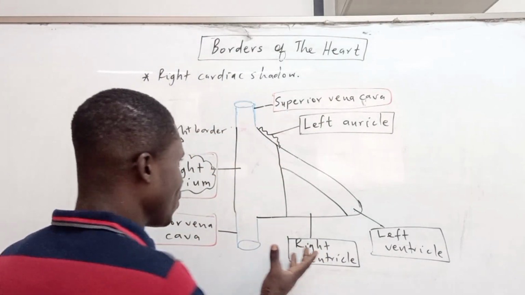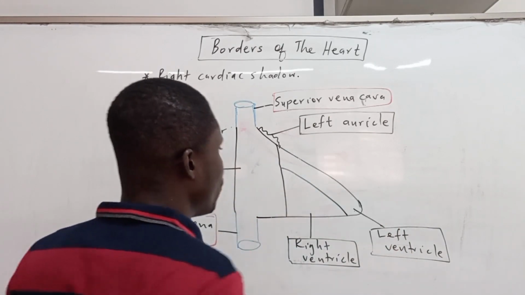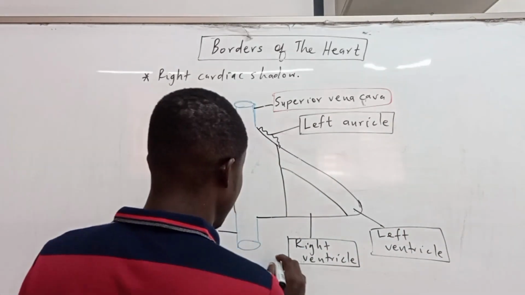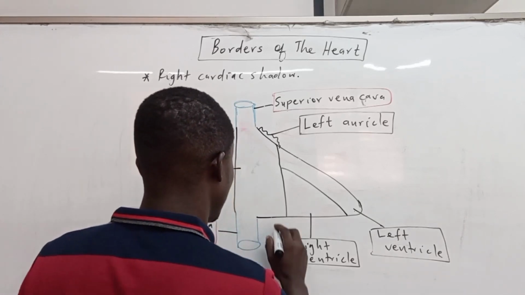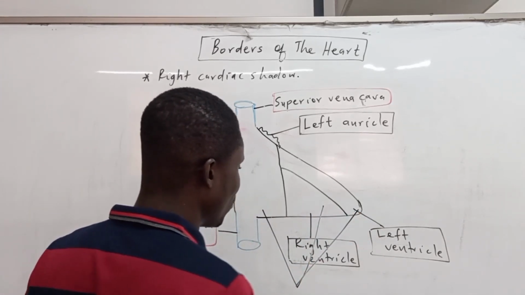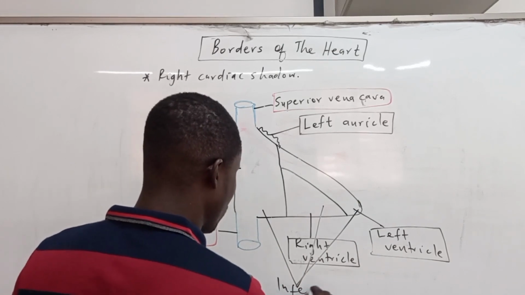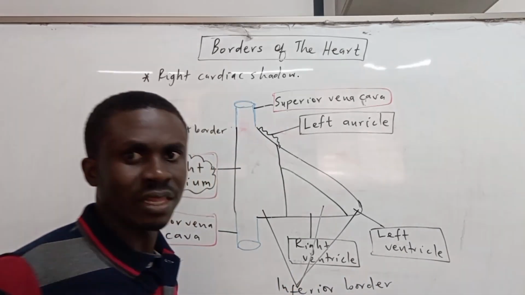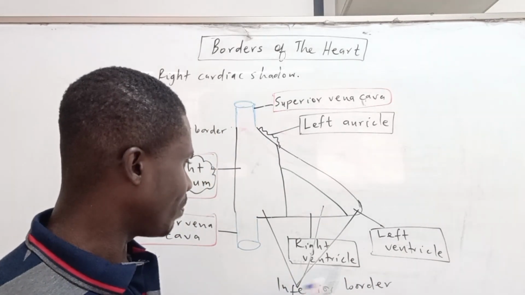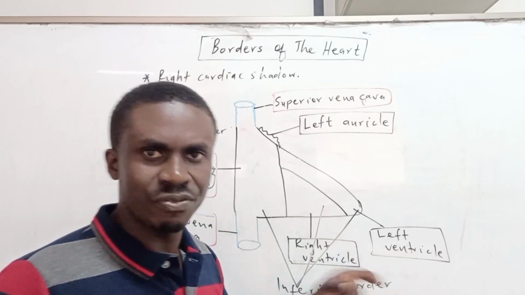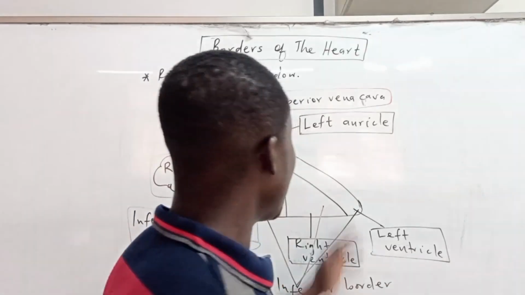Now, if I move out from there, I go to the oblique border. So this is the inferior border, and there are three things I want you to know. Okay, the inferior border: there are three of them. These three things I want you to know: right atrium, right ventricle, left ventricle. Yes. Now, how about the left border?